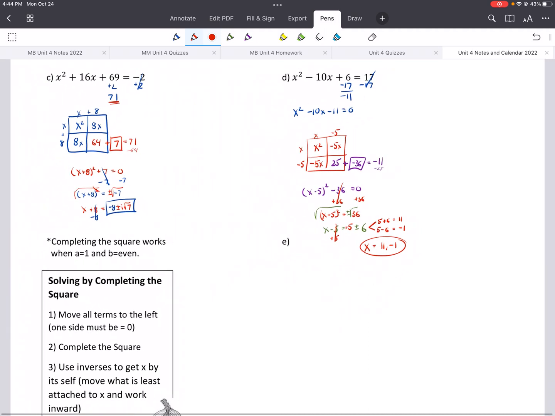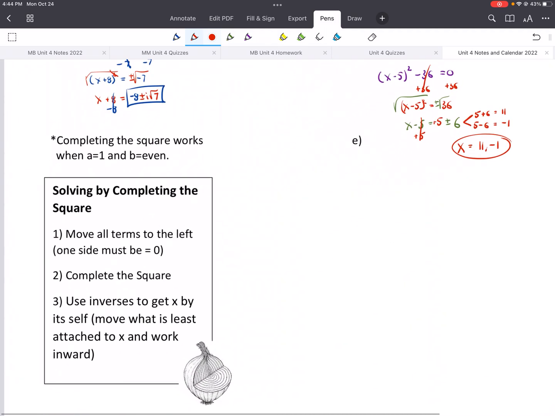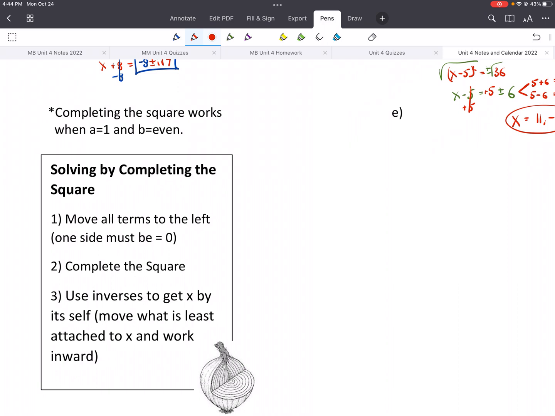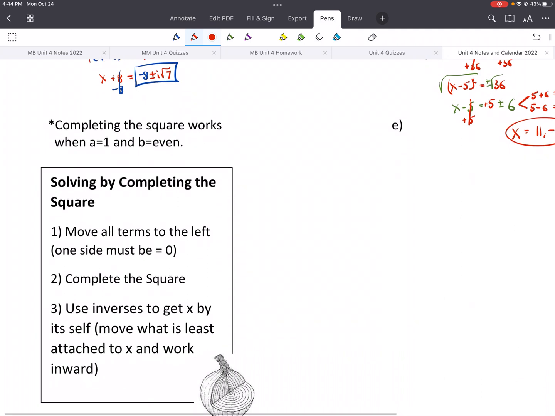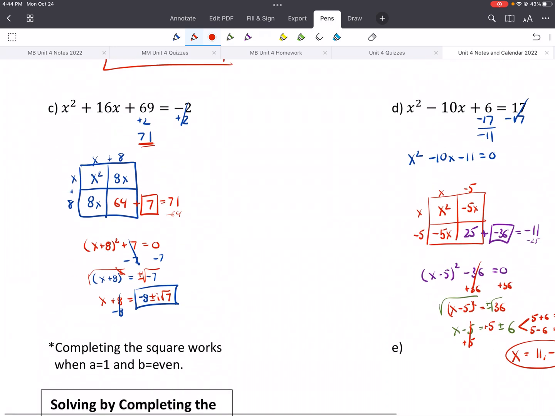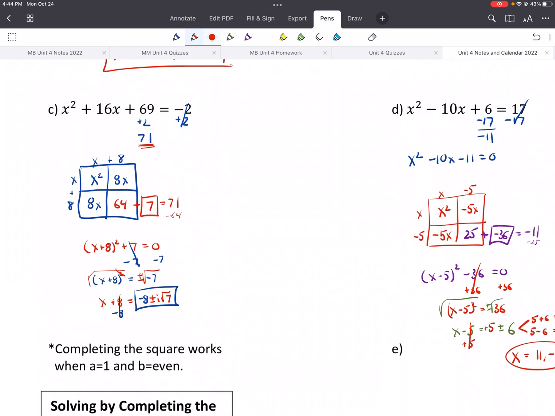Alright, so that's basically it. Sorry, this is probably a little longer video, but again, it's kind of tricky and takes a little bit of time, so I just wanted to give you lots of examples. Completing the square works great if a equals 1 and b is even. We've done all of these examples. You don't have to worry about it now, I just wanted you to keep that in mind.